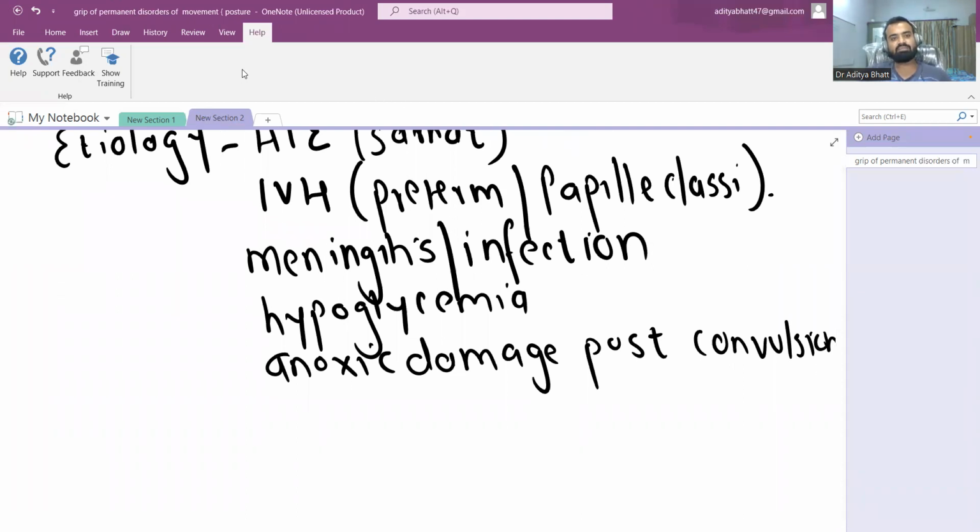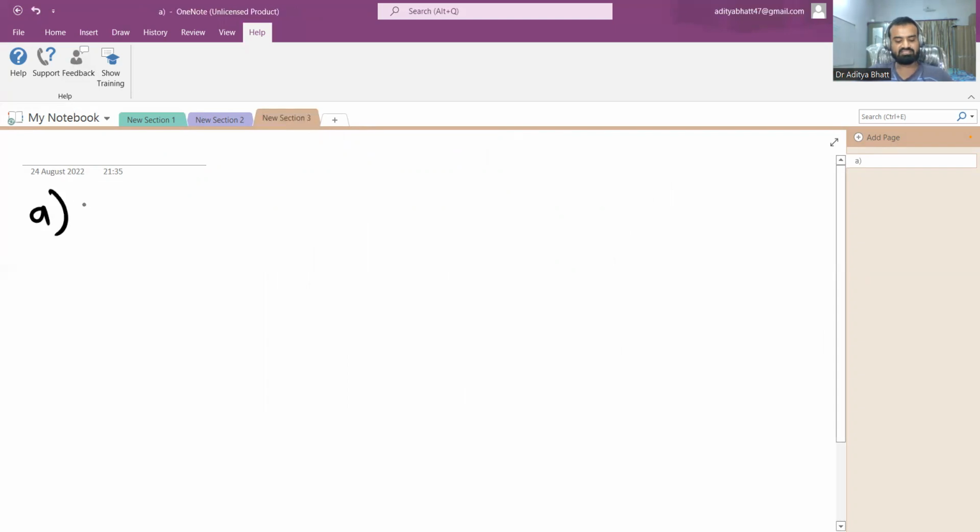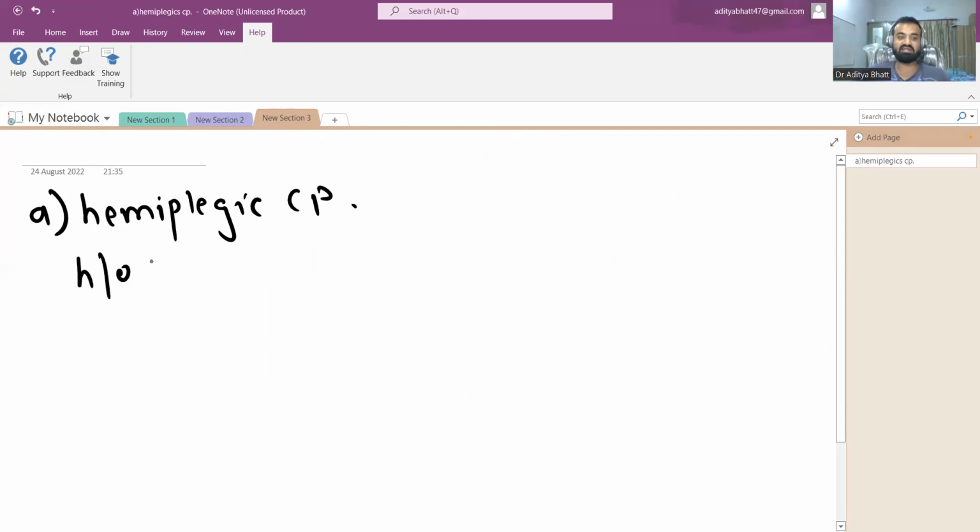Now, grossly, cerebral palsy is divided into 4 or 5 categories. The first category, as you all know, is hemiplegic CP. In hemiplegic CP there is a history of handedness.